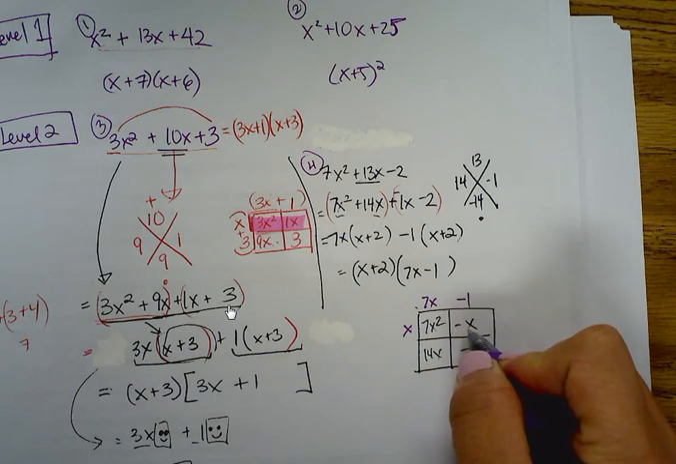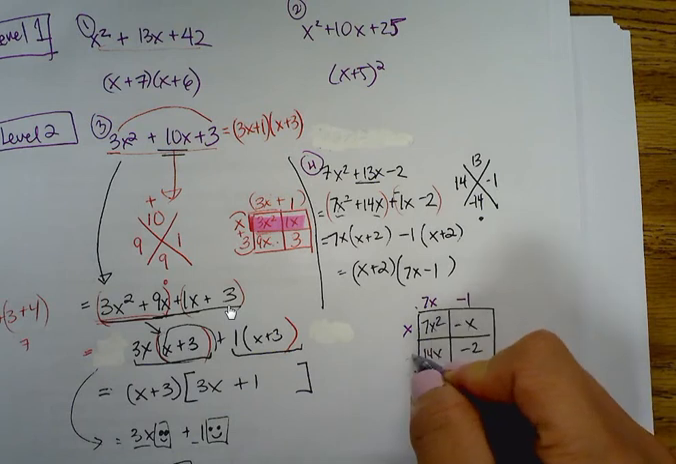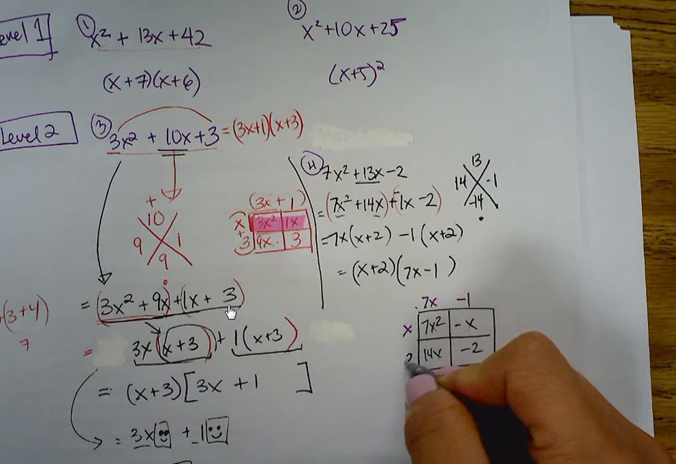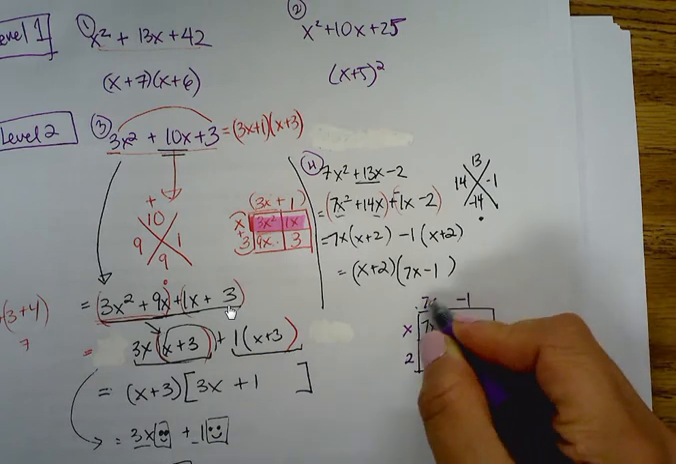Now here, I already factored out a 7x, so what has to come out? What's left? Positive 2. Because it's positive 14. 7x times 2 is positive 14x.